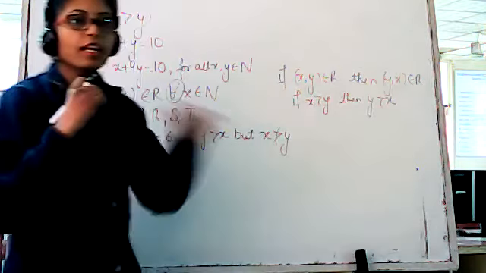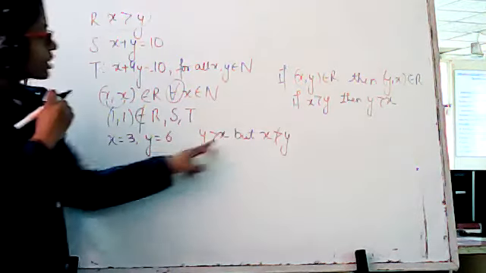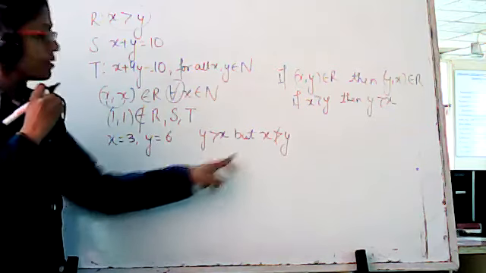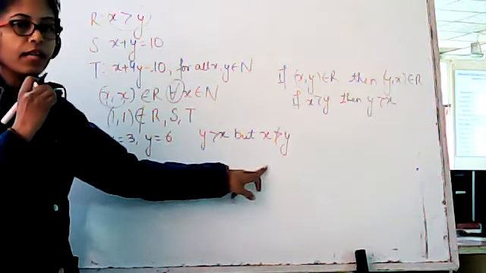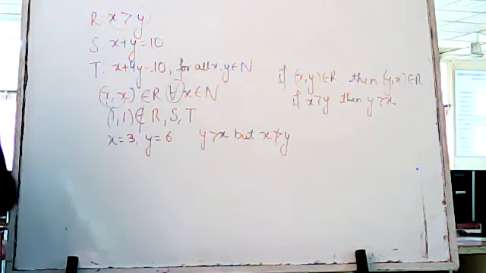This is according to the relation R. Here one condition holds, y is greater than x, but in this case x greater than y will not hold. So the relation R is not symmetric. R is not symmetric. Now we will check the relation S.